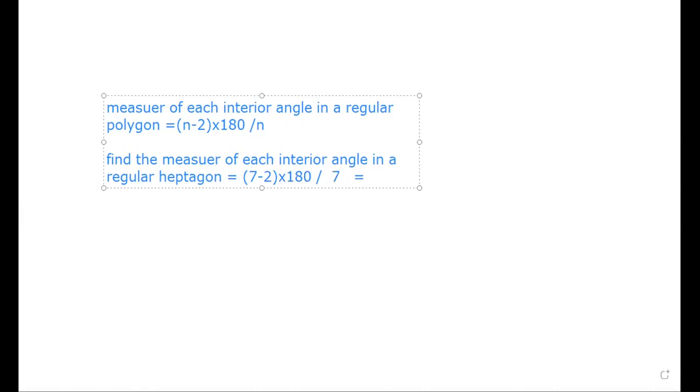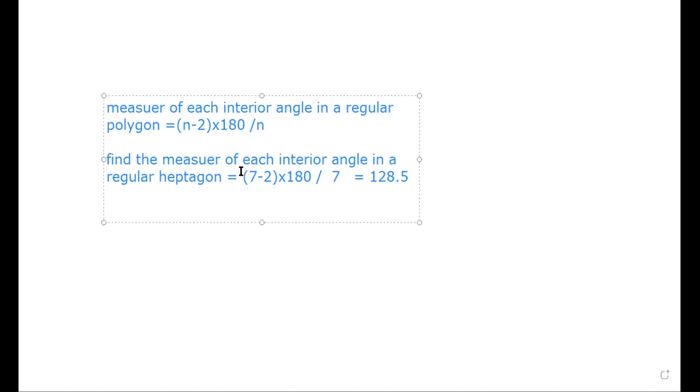What is the answer? 7 minus 2 times 180 divided by 7. It will be 128.5. Again, heptagon means how many? 7 sides. And how will we calculate the measure of each angle? We will do 7 minus 2 times 180 divided by 7. So the answer will be 128.5 degrees. And so on.